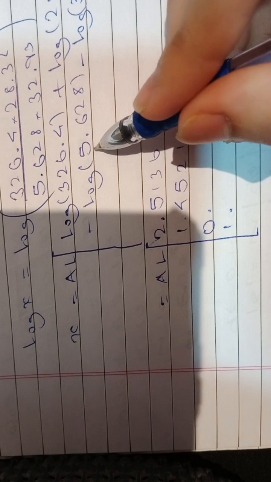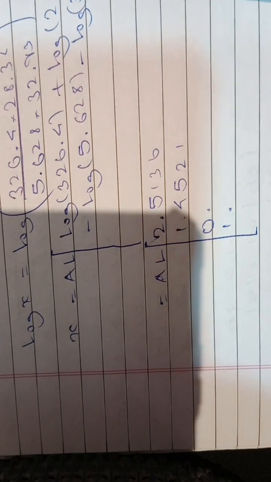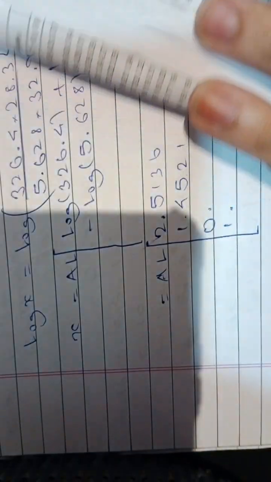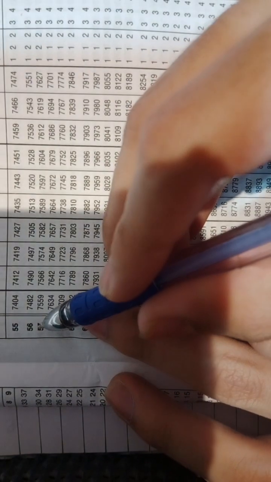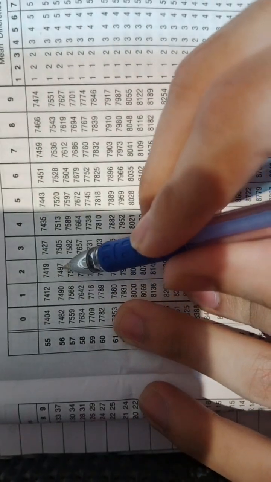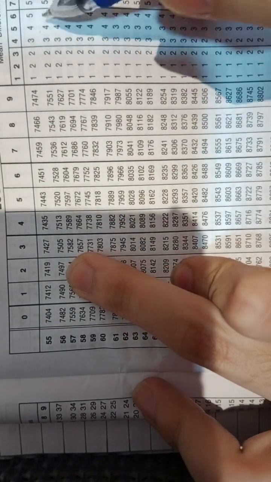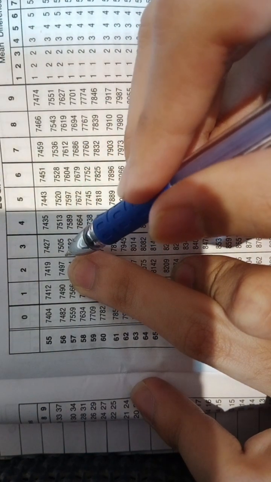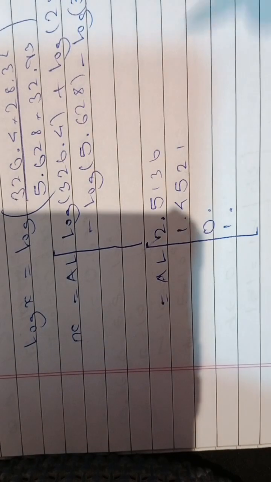On to the next one, it's 56, 2, and 8. So first we look for 56 on this side. There's 56, and then 2 and 8. So 56, and then a 2, and then a mean difference under 8. So that will be 6. So 7497 plus 6, which will be 7503.